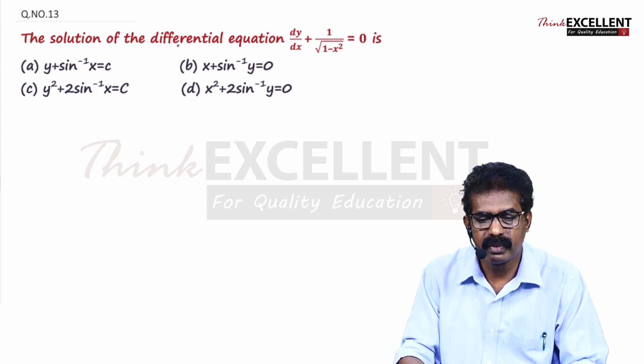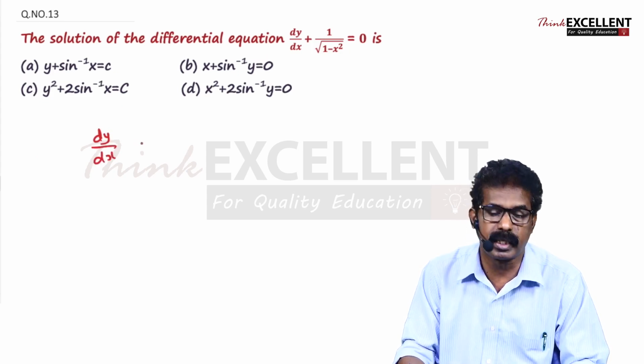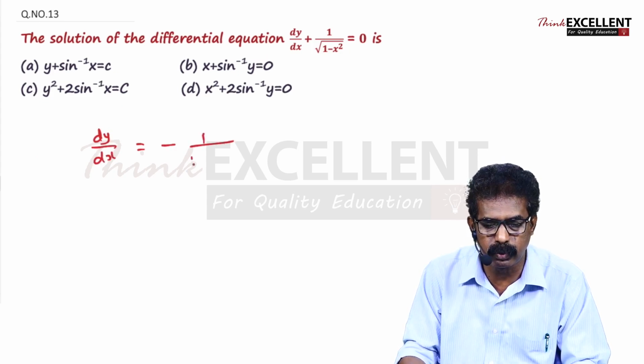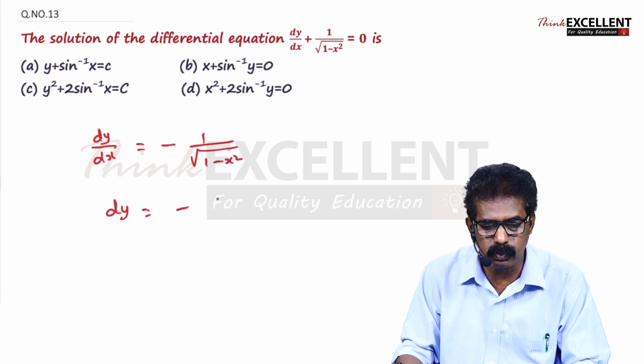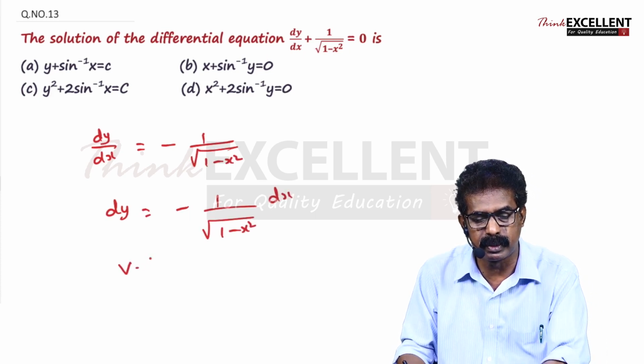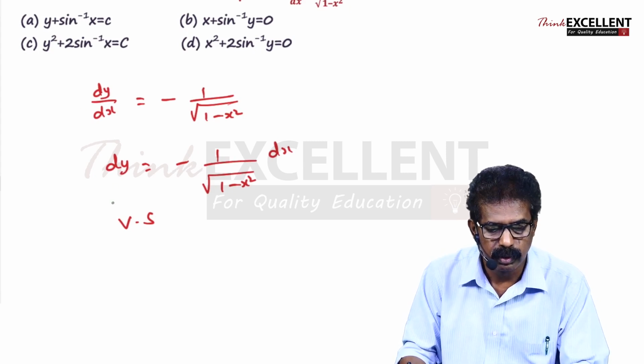The solution of the differential equation. So dy by dx, take the second term to the right side, equal to minus 1 by root of 1 minus x square. So dy equal to minus 1 by root of 1 minus x square into dx. It is variable separable, right? So you can find the solution now.